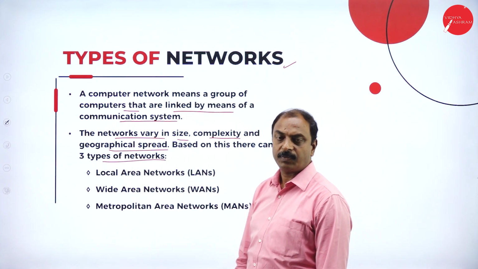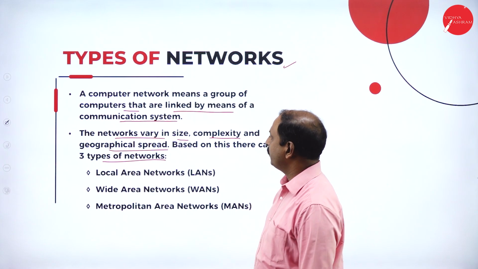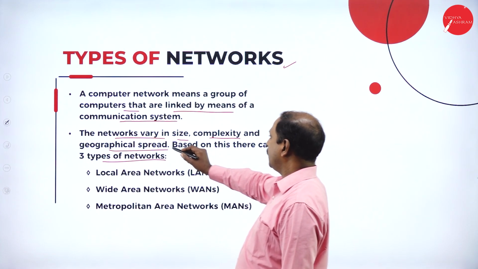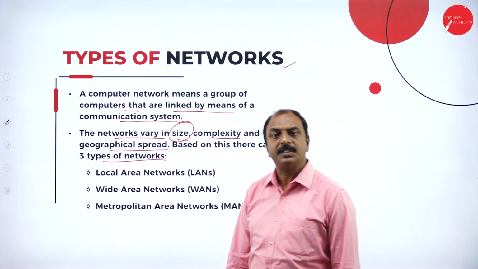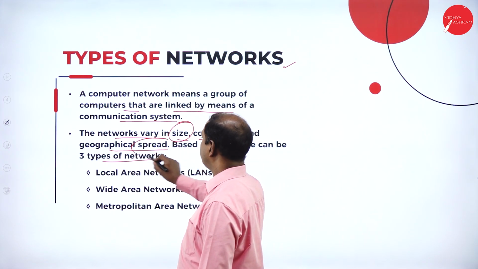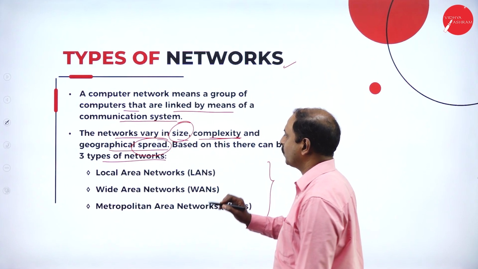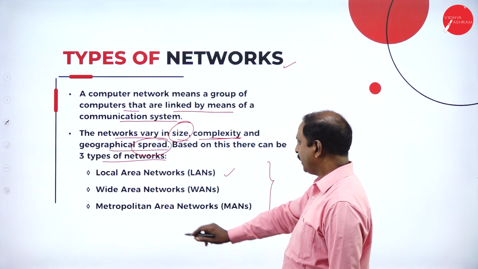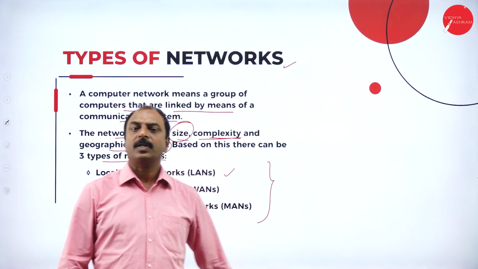As we have seen the definition of computer network, it is a group of computers connected together to form a computer network. Those computers, with respect to the distance, can be geographically spread over a long distance. The meaning here is that the networks vary in size. If I say the size, there can be n number of computers or n number of devices in a network, and there is the complexity in configuration of the computer network, and also the geographical spread over a long distance. So by considering these three factors, we can have three types of network. The first one is local area network, LAN, then wide area network, WAN, and metropolitan area network, MAN. So these are the different types of network with respect to computer network.